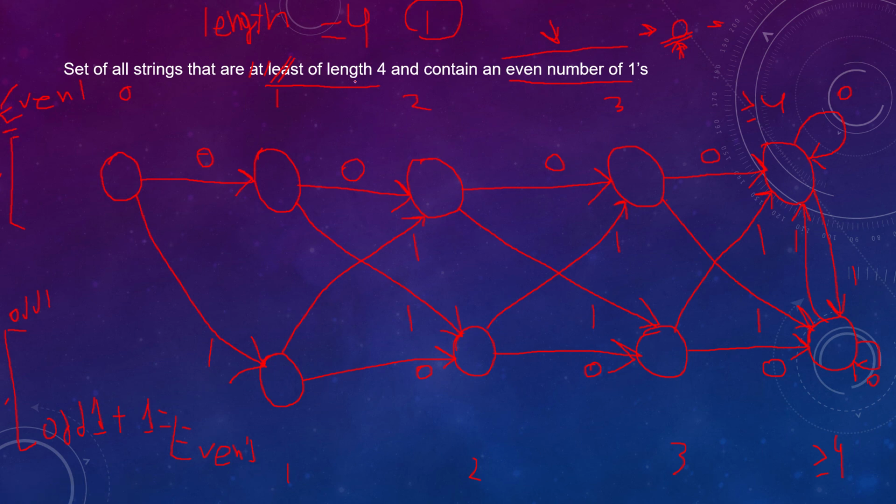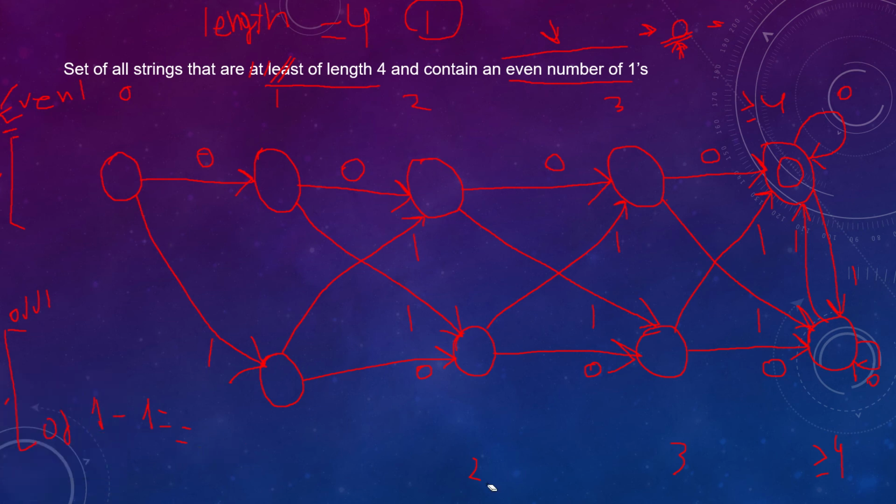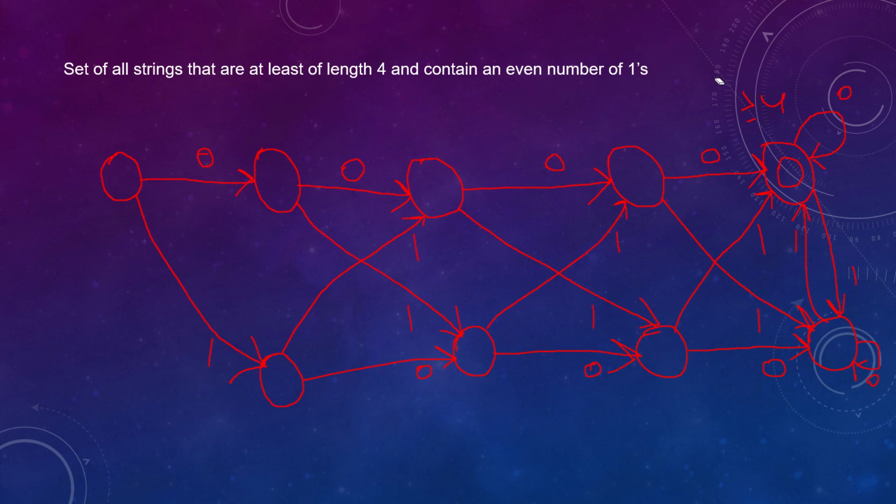As it has to be both at least of length 4 and an even number of 1, this will be our final state, as this is maintaining both the length and the even number of 1. So this is our solution. And our start state will be this. So that's it. Thank you.